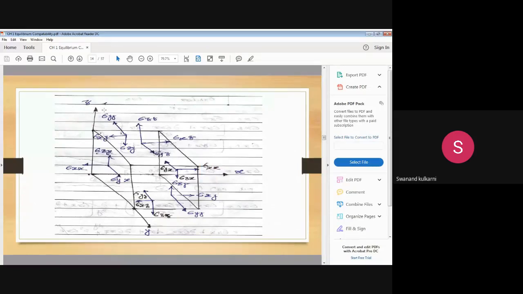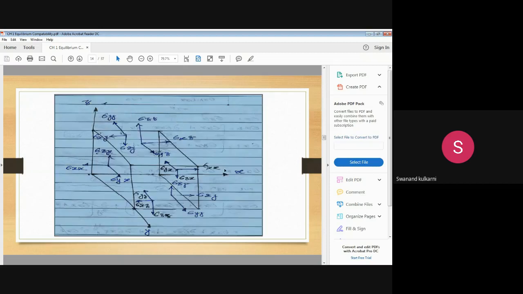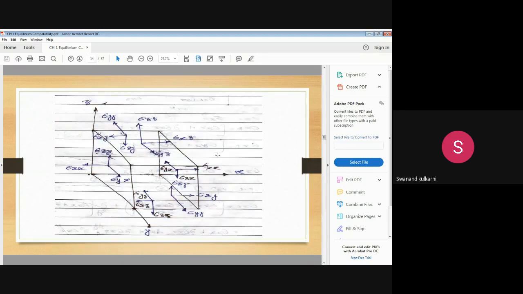Similarly, for the stress along z axis, what is the notation used? Sigma zz. Similarly, the stress along y axis, we have used the notation sigma yy. Is it okay? So sigma xx, sigma yy and sigma zz. Like this, three stresses are present here. Similarly, the stress component of x along z axis, we have used the notation sigma zx.